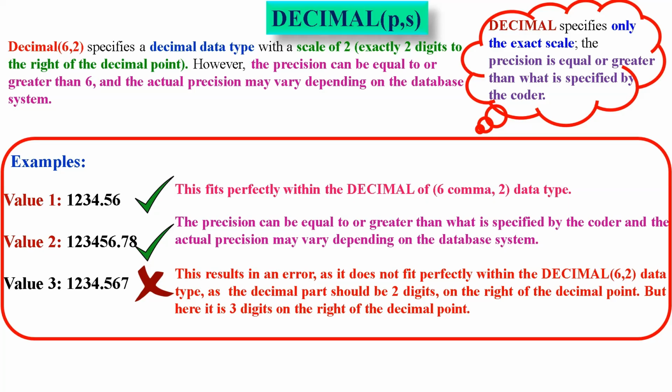Now, look at value 3. A value like 1234.567 results in an error, as it does not fit perfectly within the decimal of 6, 2 data type, as the decimal part should be 2 digits to the right of the decimal point. But here it is 3 digits to the right of the decimal point.